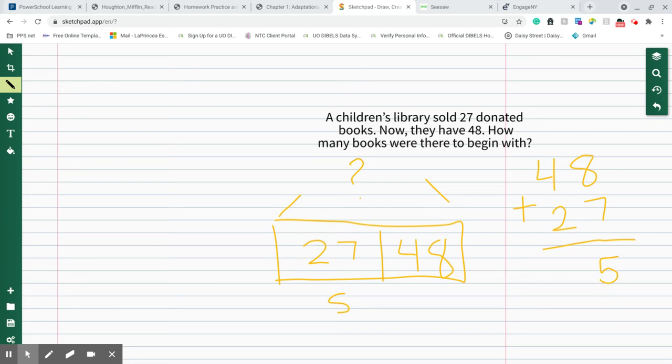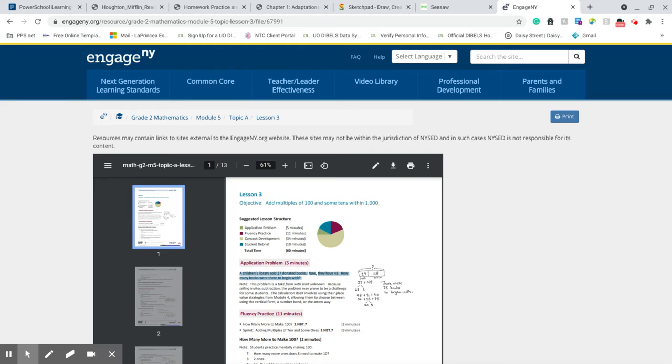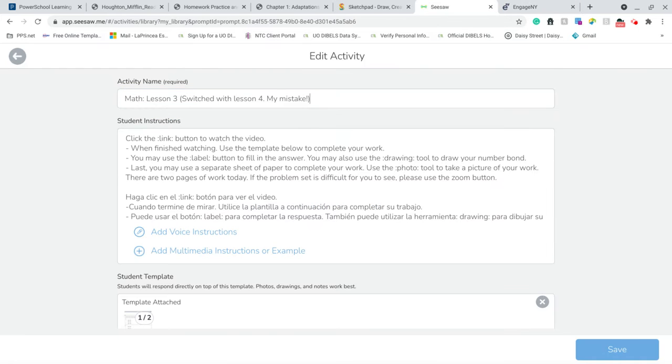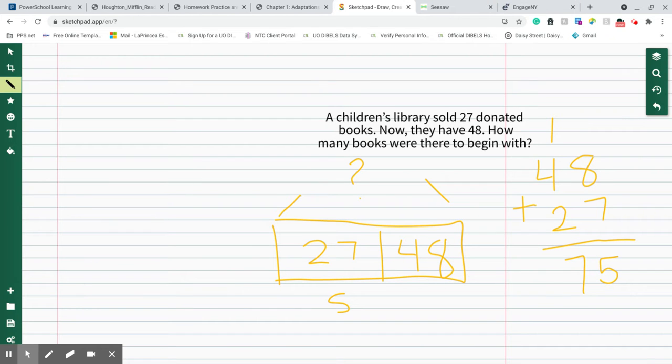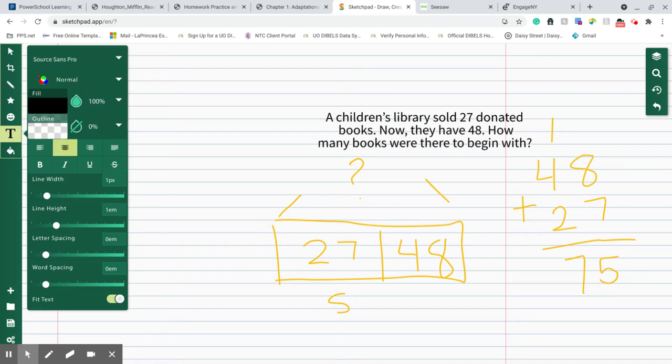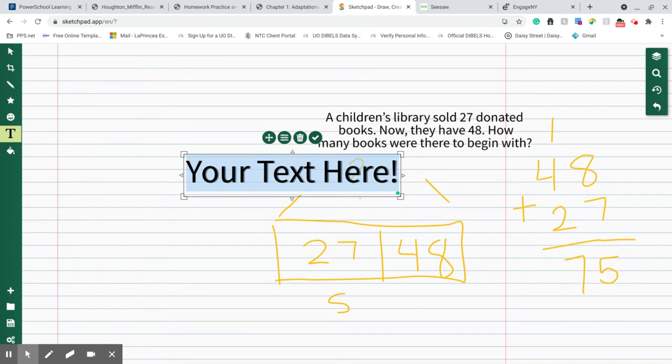8 plus 7 is 15. Here the 1, 4, 5, 6, 7. 75. Let's hope that answer is correct. Let's look. Yep. They had 75 books to begin with. So I have an equation, I have a tape diagram, which is my drawing, and now I just need a sentence.